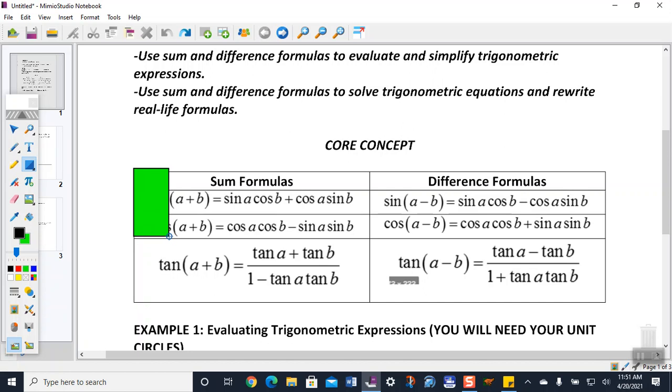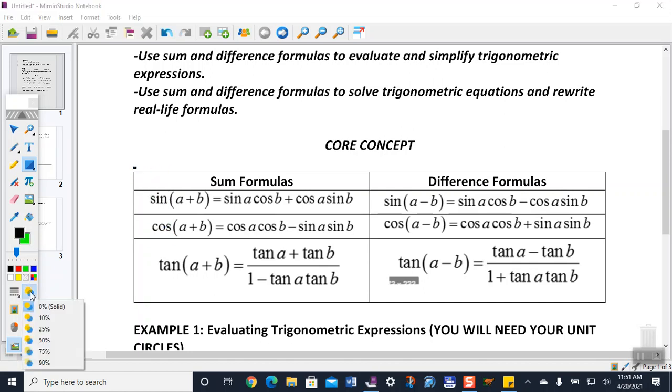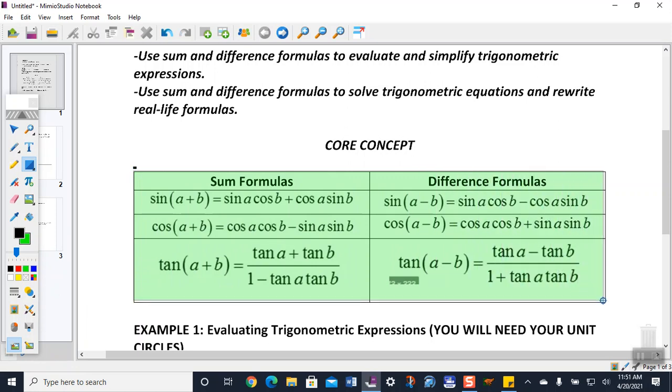Super important, all these formulas right here. So kids, we're going to be talking about two different kinds of angles, an angle A and an angle B. Suppose you had the sine of, say, 30 degrees plus 80 degrees. This is equivalent to what? Sine A cosine B plus cosine A sine B.